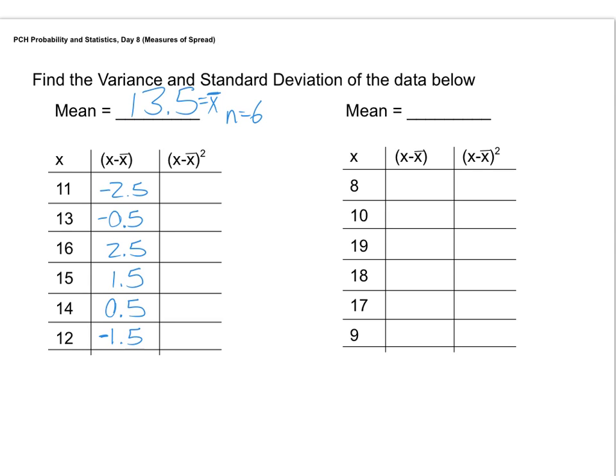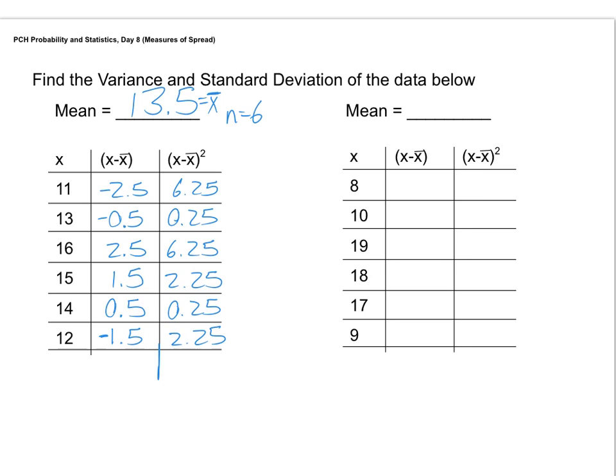So we square it to get rid of negatives, and now we have 6.25, 0.25, 6.25, 2.25, 0.25, and 2.25. Don't we add all of those up and then divide by n? Yes. These are the squared differences from the mean, and we're now going to find the mean of those.